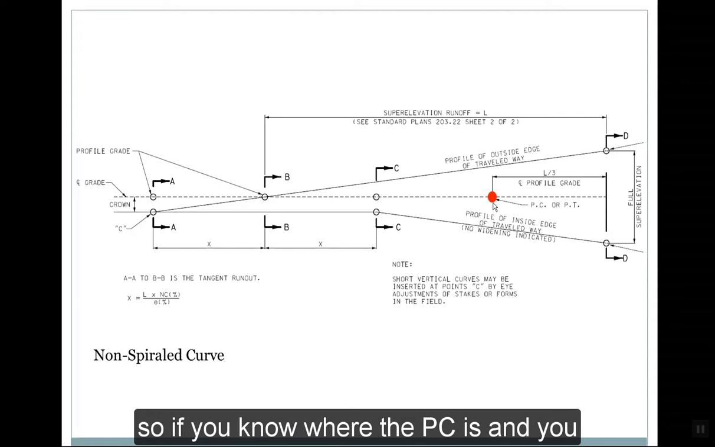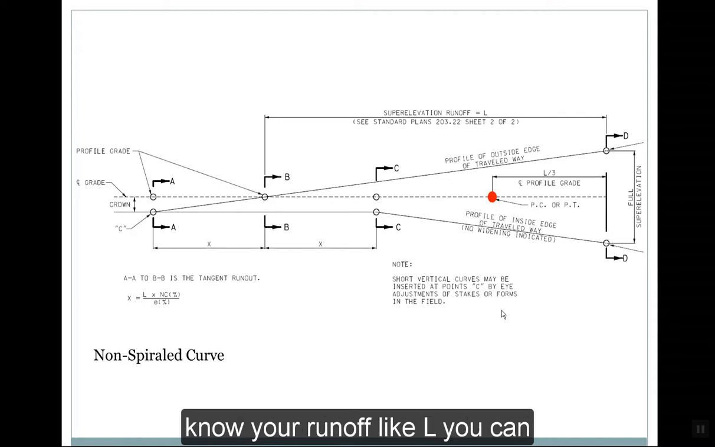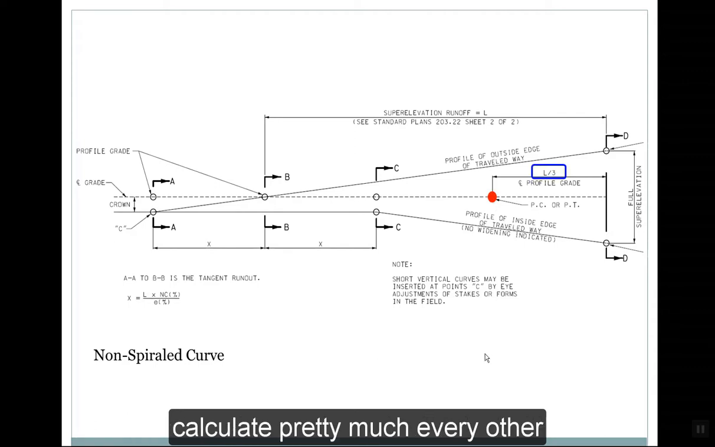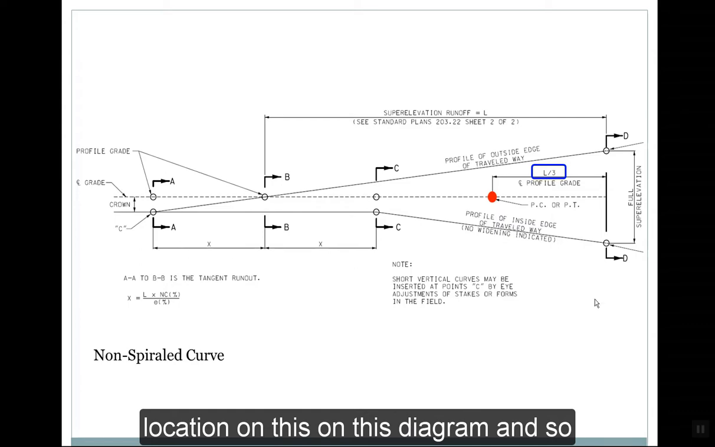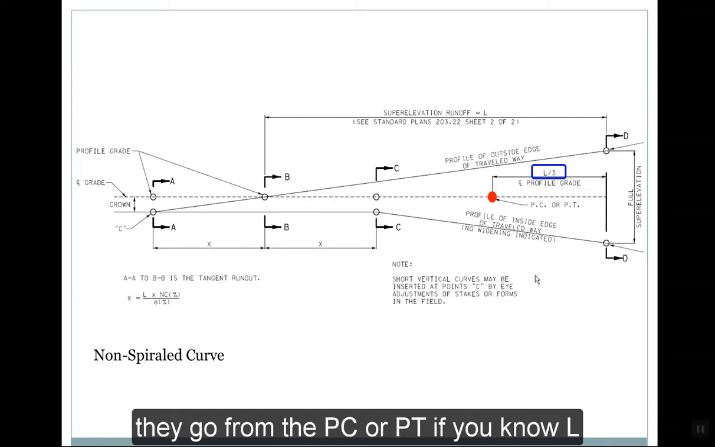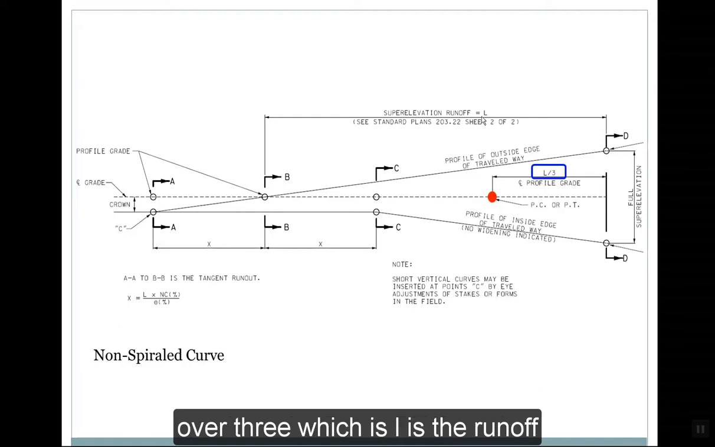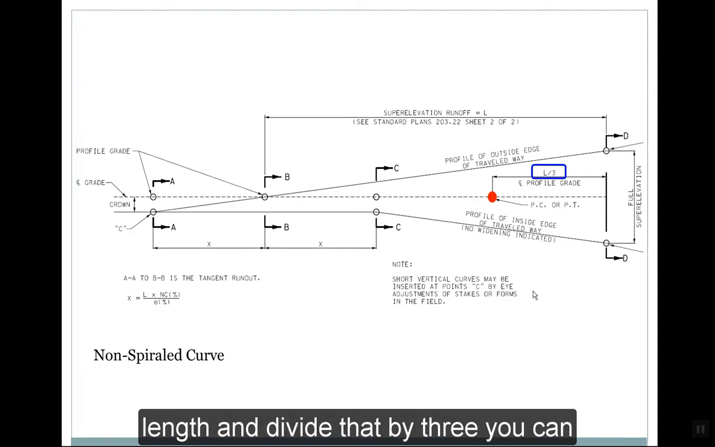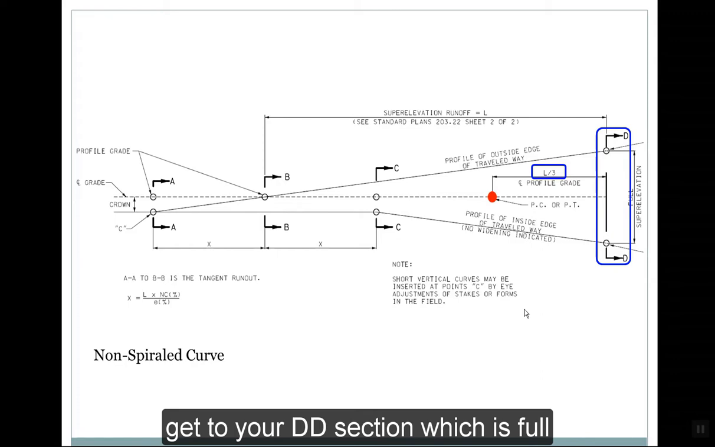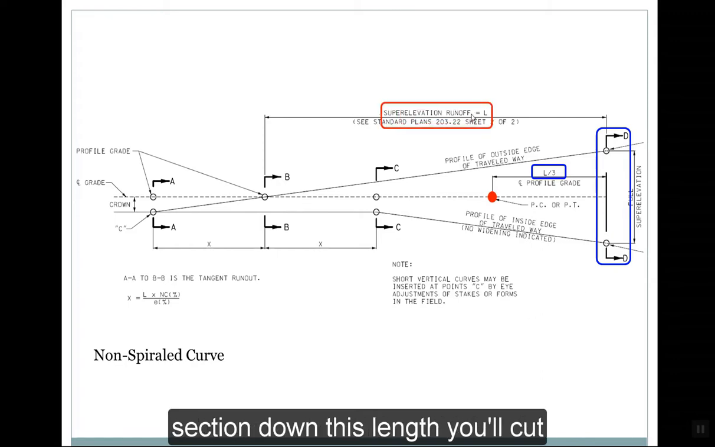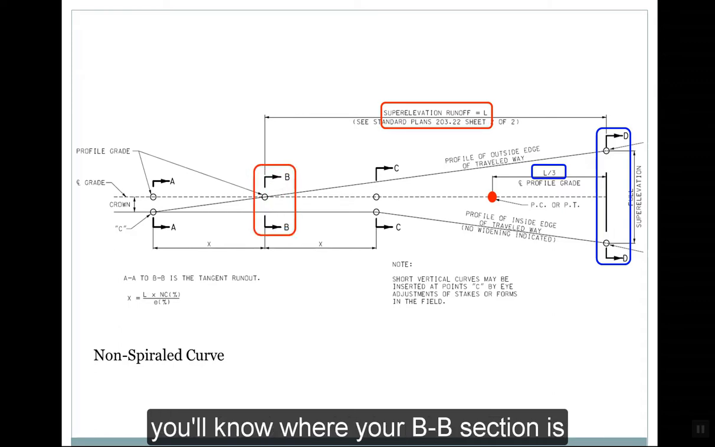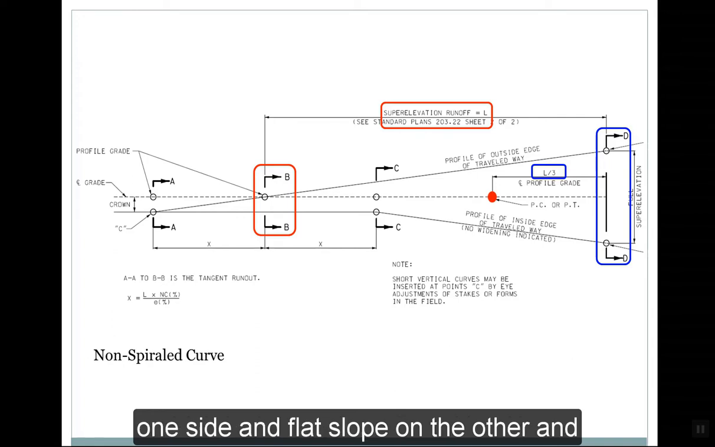And so if you know where the PC is and you know your runoff length L, you can calculate pretty much every other location on this diagram. And so to go from the PC or PT, if you know L over 3, where L is the runoff length, and divide that by 3, you can get to your DD section, which is full super. And then if you go from your DD section down this length, you'll know where your BB section is, which is the section where it's 2% on one side and flat slope on the other.